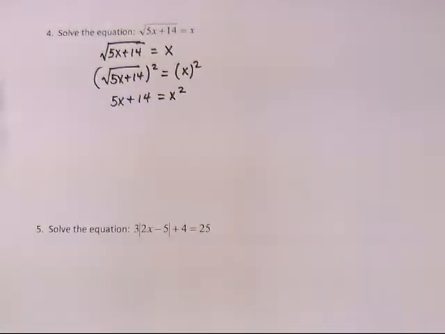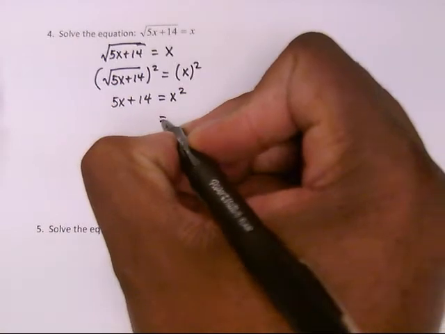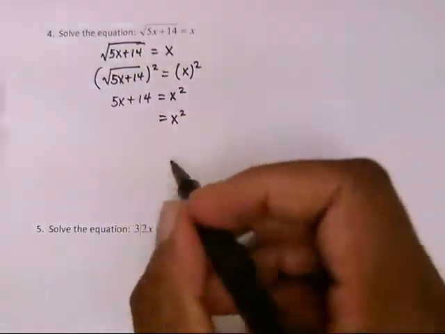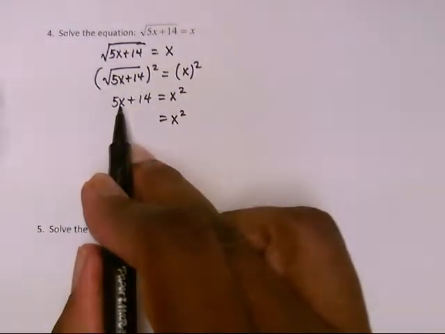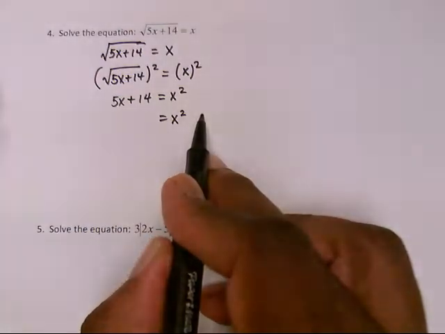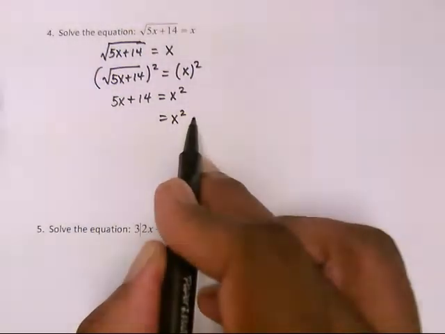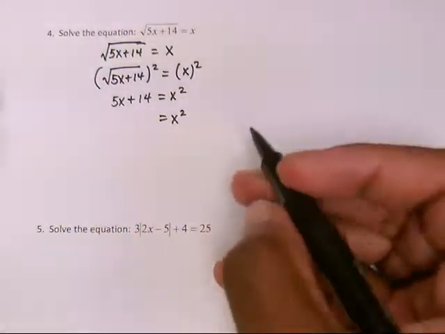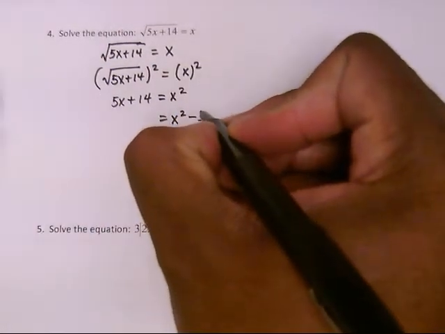So now we have a quadratic equation. Now I need to get a 0 on one side of this equation. So what I'm going to do here is bring down this x squared. Now, if I move the 5x over to the right-hand side of this equation where that x squared is at, that 5x becomes minus 5x.